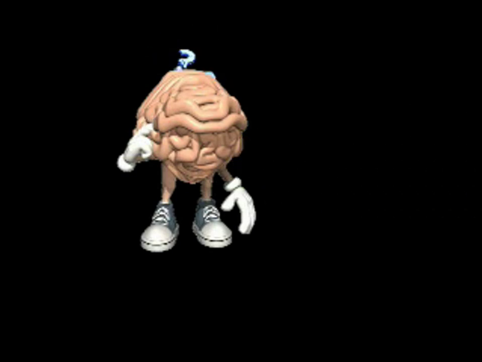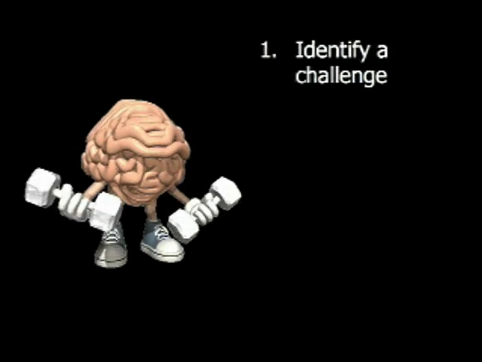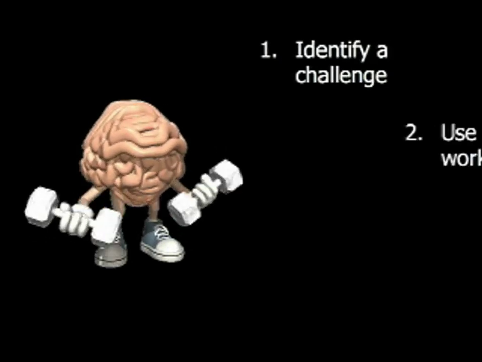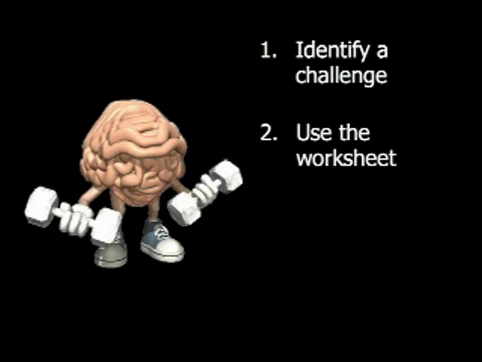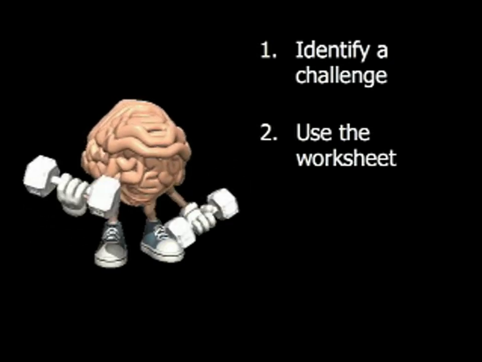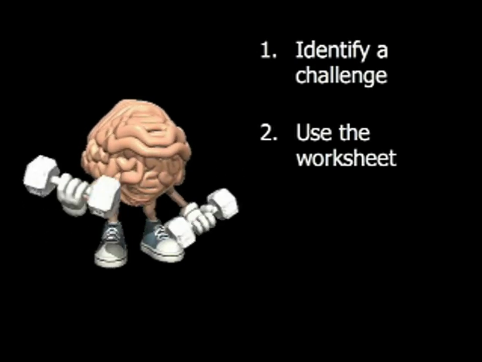So here's a simple 4-step process you can use in using the worksheet to really take advantage of the brain power you have available. Identify a challenge you need to work on. Use the worksheet provided either as an individual, small group, or team to list all of the truths you believe about it, the assumptions you have, and you can use the 4 quadrants to prompt your thinking.